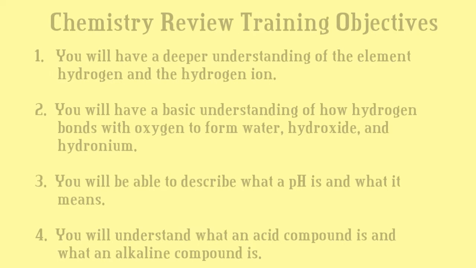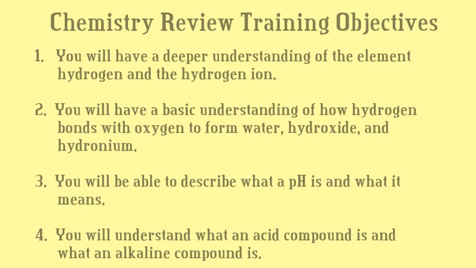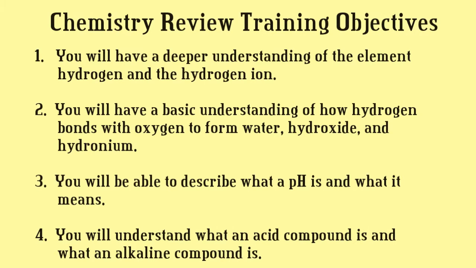Chemistry Review Training Objectives. Number 1. You will have a deeper understanding of the element hydrogen and the hydrogen ion. Number 2. You will have a basic understanding of how hydrogen bonds with oxygen to form water, hydroxide, and hydronium. Number 3. You will be able to describe what a pH is and what it means. And number 4. You will have an understanding of what an acid compound is and what an alkaline compound is.